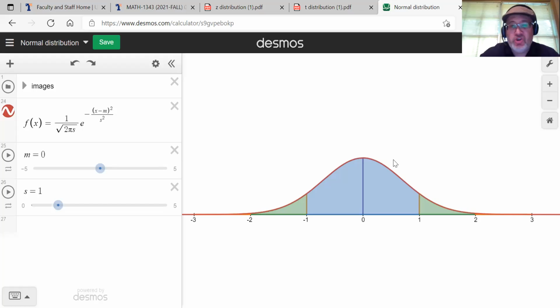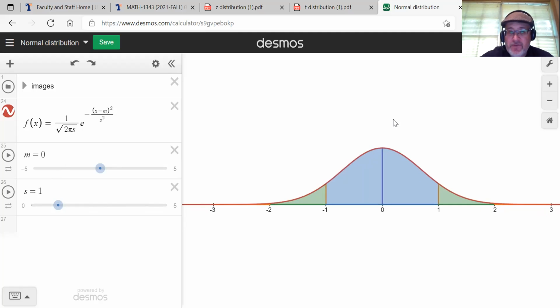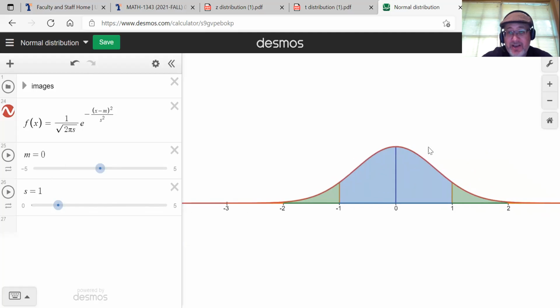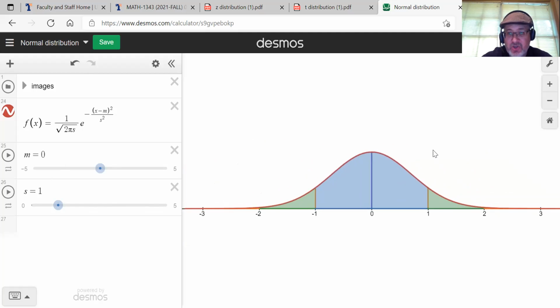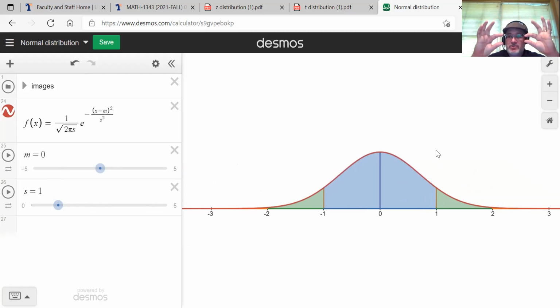Here's a normal distribution curve. In fact, it's standard because I currently have the mean indicated by M set equal to 0 and the standard deviation indicated by S set equal to 1. If you could measure the area under this curve, which technically goes infinitely in both directions, but the curve asymptotically approaches the x-axis, meaning that it gets closer and closer and arbitrarily closer the further out that you go.